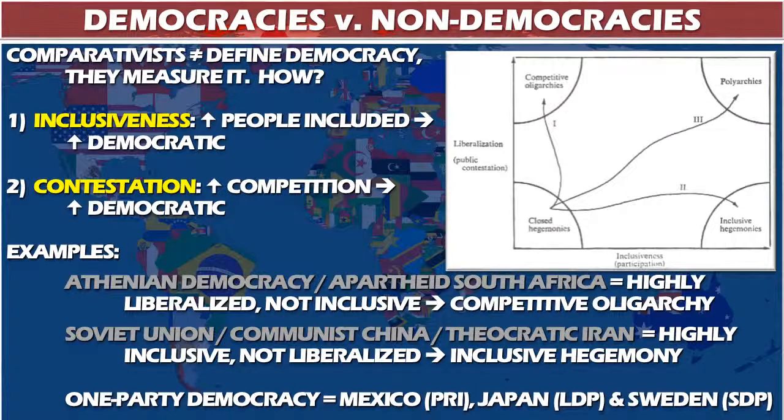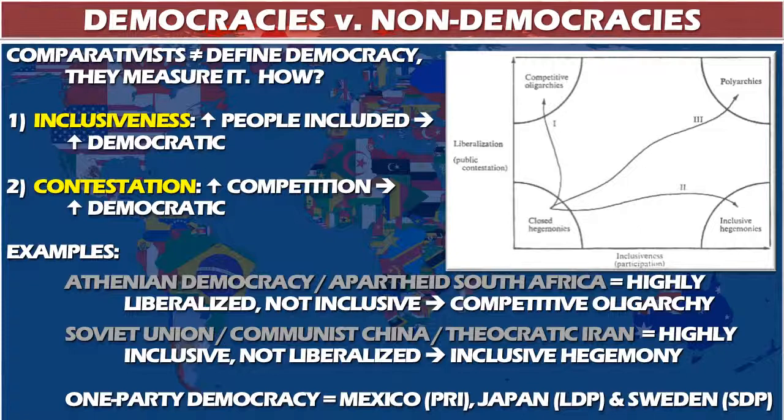So let's look at democracies versus non-democracies. Comparativists generally don't define democracy. As I said, they don't go into what is a democracy and try to create a verbal definition of it. They try to measure it. And probably the most famous example of this is a political scientist named Robert Dahl, who said democracy can be broken down into two different dimensions.